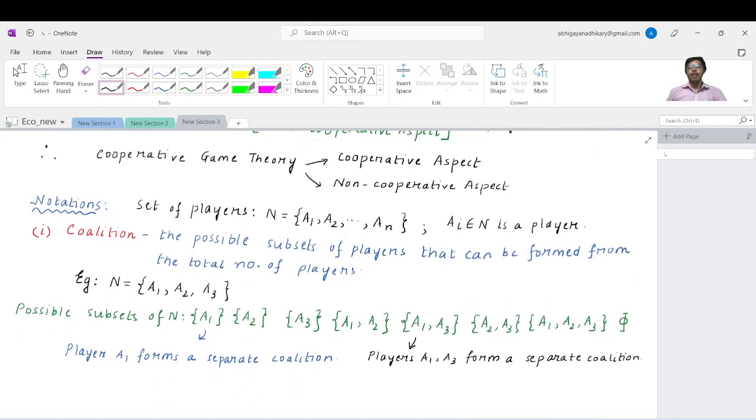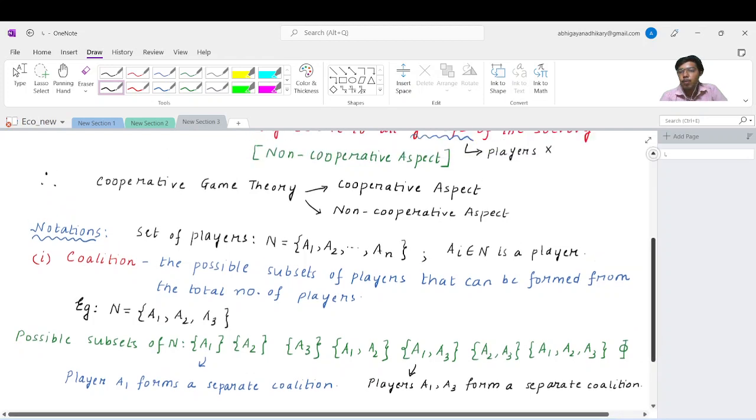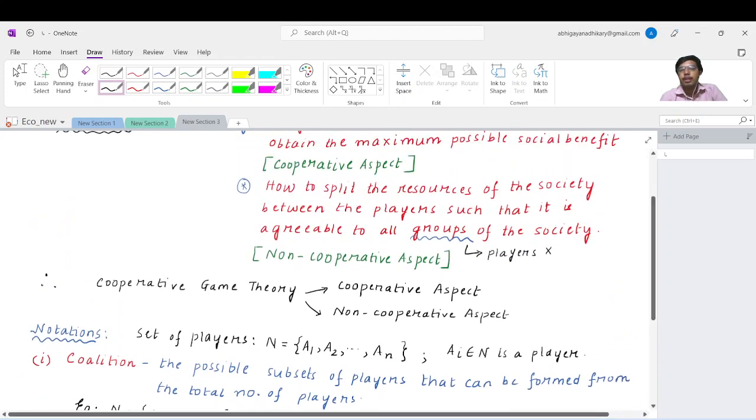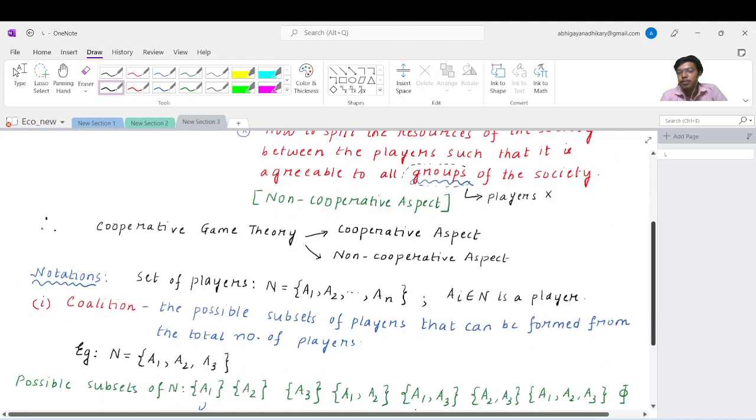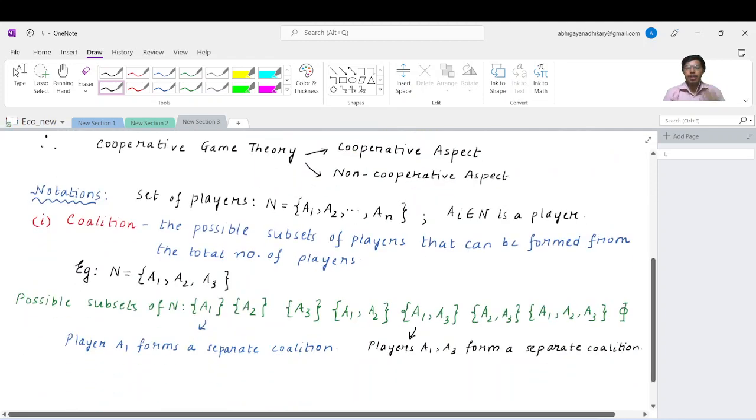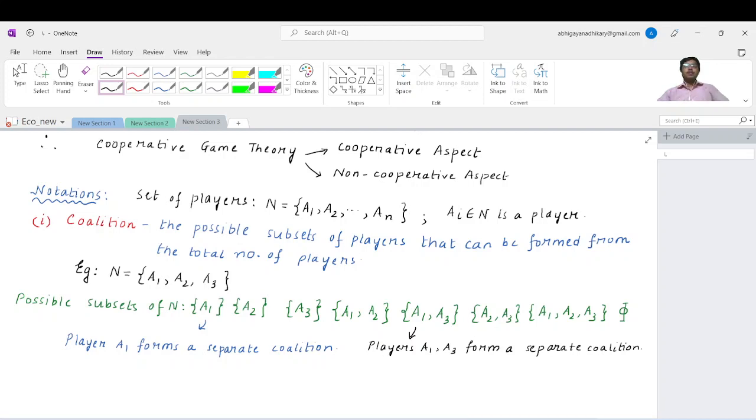Now, if we understand that, let me go back to the basic question that I was asking over here: how will you split the resources between the players such that it is acceptable to all the groups of the society? Now, in this example, where we have 3 players originally in the society, it is possible that often all the 3 players do not wish to cooperate.